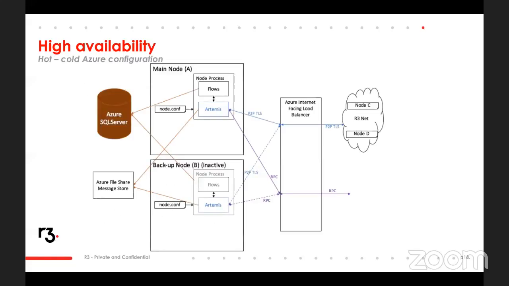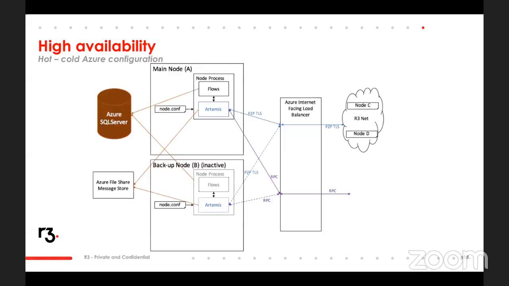So if we apply all of this to the previous design, we end up with this diagram in which we can see both nodes using the same Azure SQL Server, using the same file share, message store, and communicating with the other nodes on the network through the load balancer.